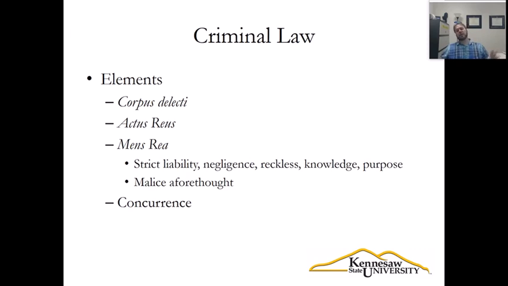And so there are different elements to criminal law when you're trying to prove someone guilty of a criminal offense. The first thing is called corpus delicti. And corpus delicti literally means the body of the crime. So most of the time, in a murder case, you would say, hey, the body of the crime is the body of the person that was killed, right? And in many cases, that is the case. You have to actually prove that someone was killed.